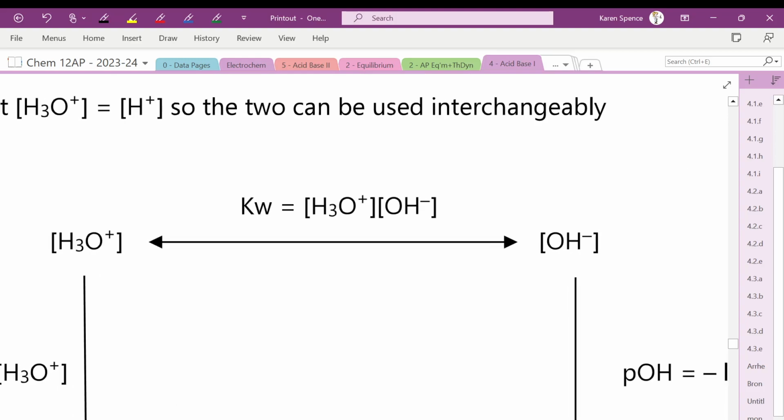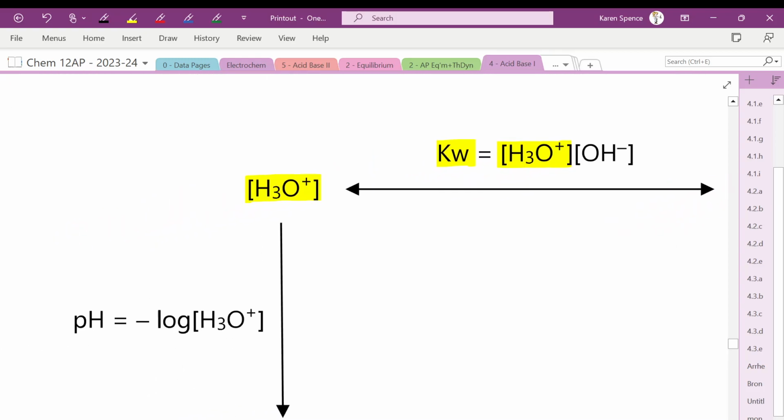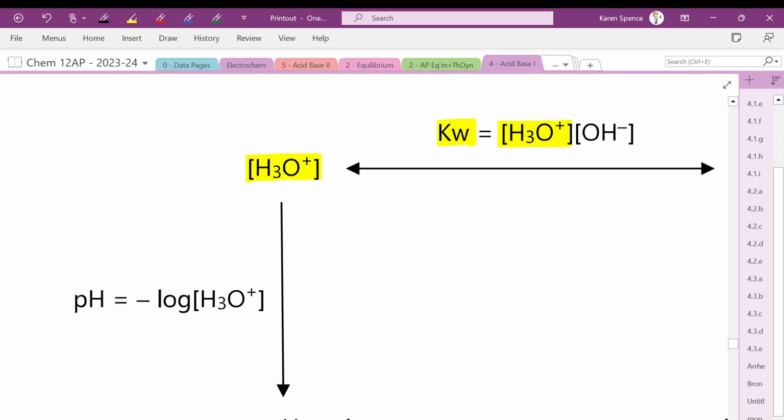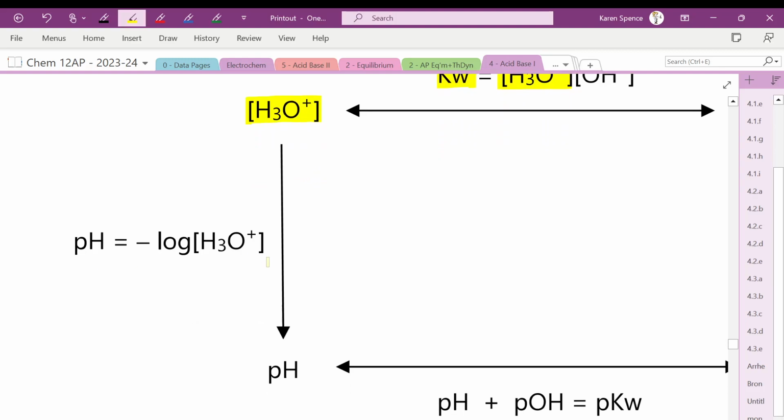But you know that if you have hydronium and you have Kw, what can you find? You can find hydroxide. So Kw will get you from hydronium to hydroxide, or the other direction from hydroxide to hydronium. We also know that if we have hydronium, we can find the pH by taking the negative log of H3O plus, and that'll give us our pH.